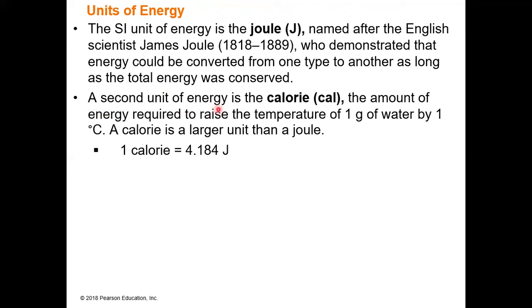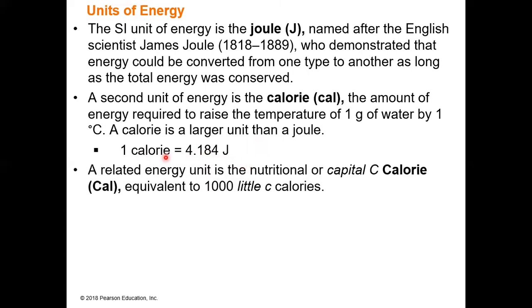A second unit of energy is the calorie, cal. The amount of energy required to raise the temperature of 1 gram of water by 1 degree Celsius is 1 calorie. A calorie is a larger unit than a joule, so 1 calorie equals 4.184 joules. This equation is exact. All the numbers here, 1 and 4.184, are exact.